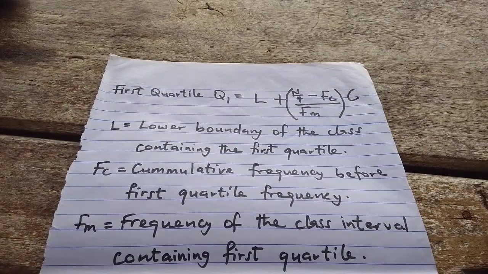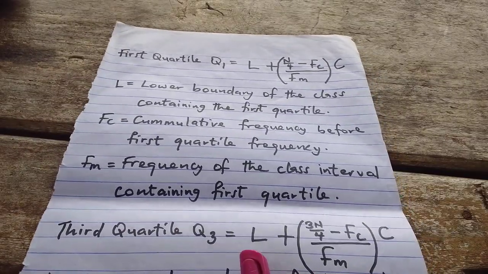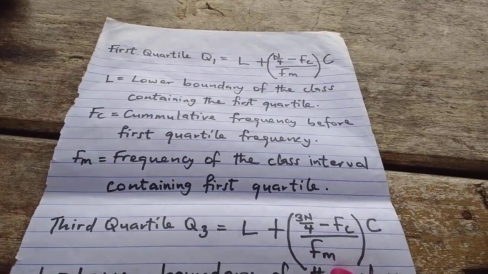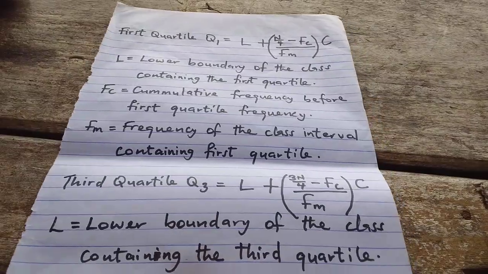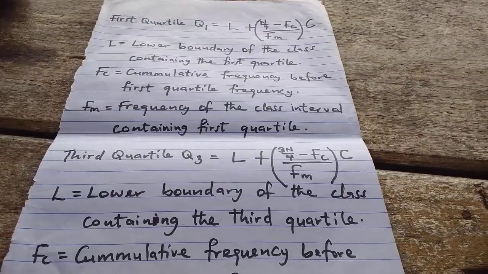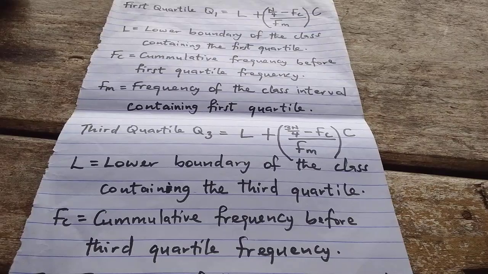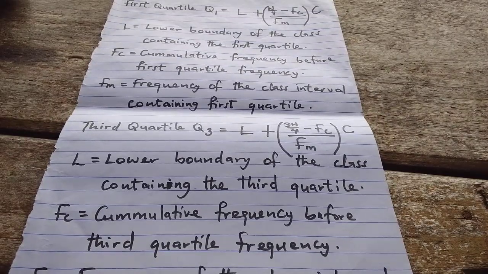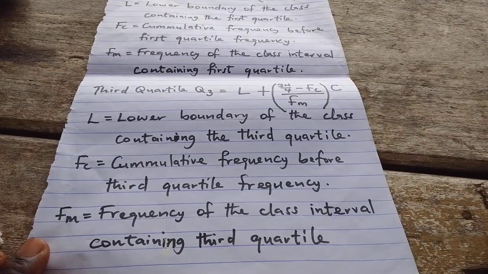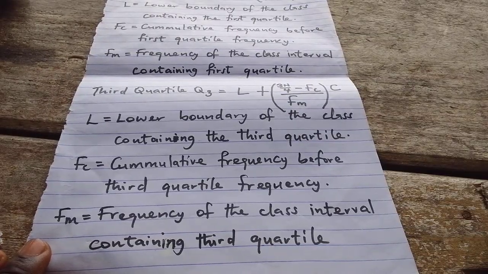Now to calculate the third quartile, that is Q3, it is L plus (3N over 4 minus FC) over FM, times C. So L represents the lower boundary of the class containing the third quartile. Then FC is the cumulative frequency before the third quartile class. Then FM is the frequency of the class interval containing the third quartile.